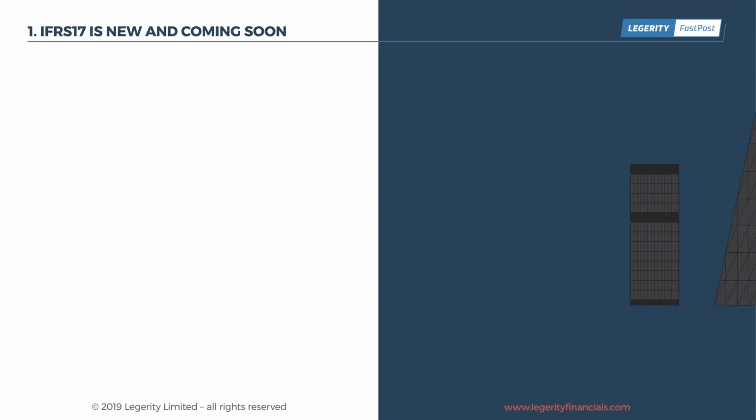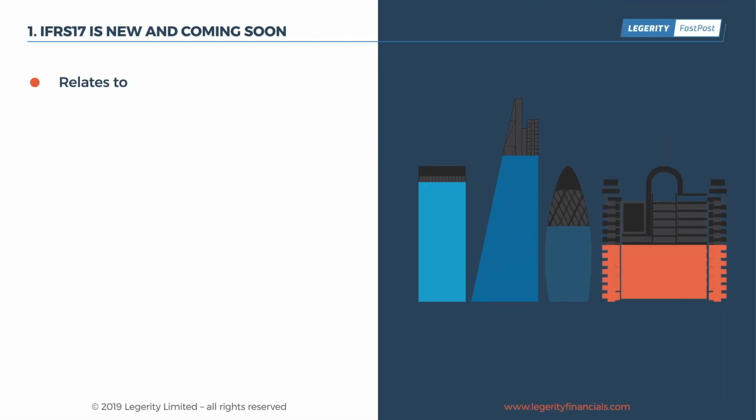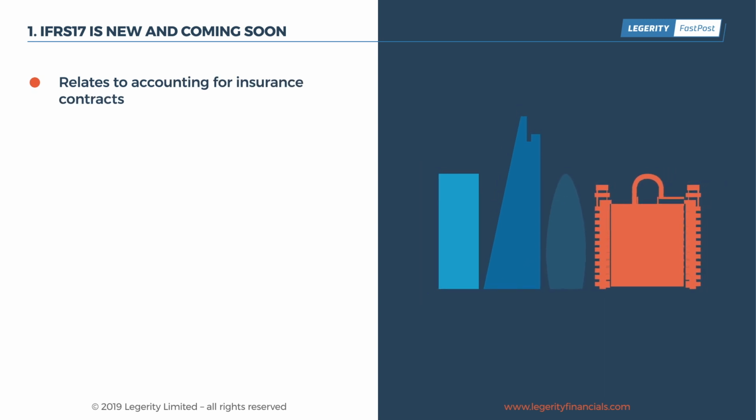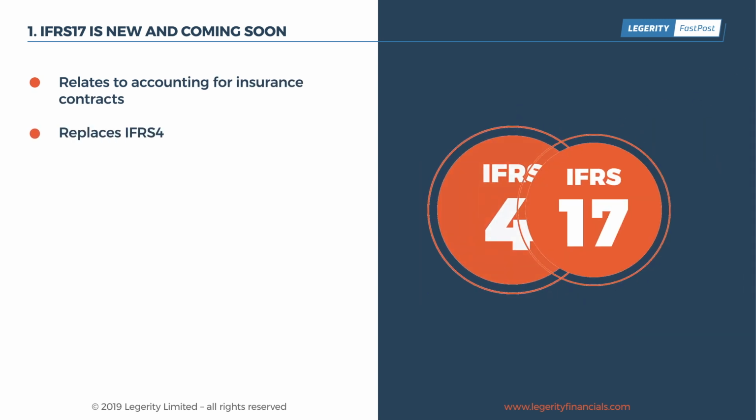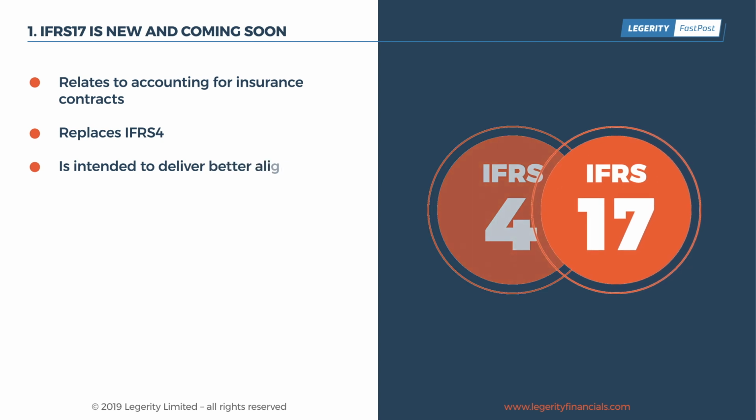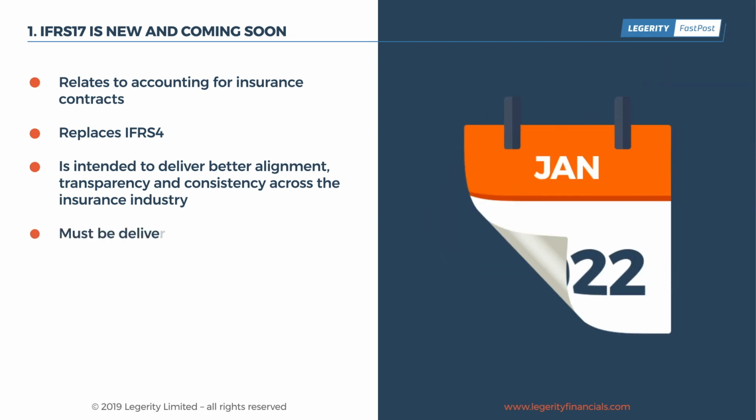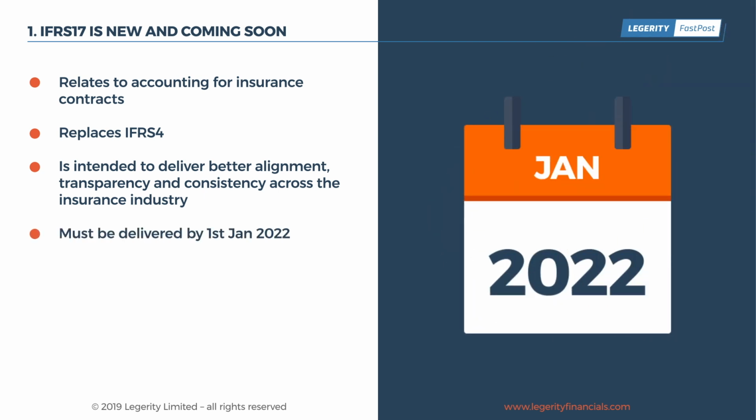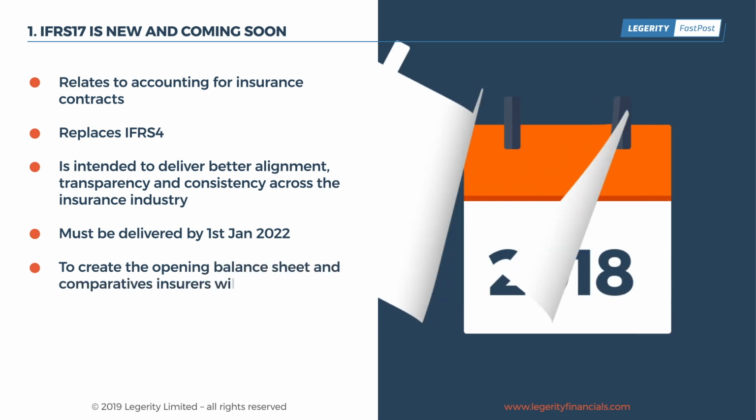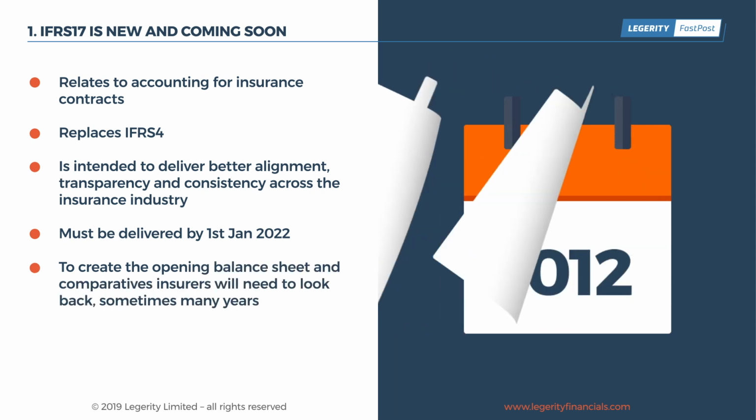IFRS 17 is a new accounting standard that relates to accounting for insurance contracts. It replaces IFRS 4 and is intended to deliver better alignment, transparency and consistency across the insurance industry. IFRS 17 must be delivered by the 1st of January 2022. To create the opening balance sheet and comparatives, insurers will need to look back, sometimes many years.